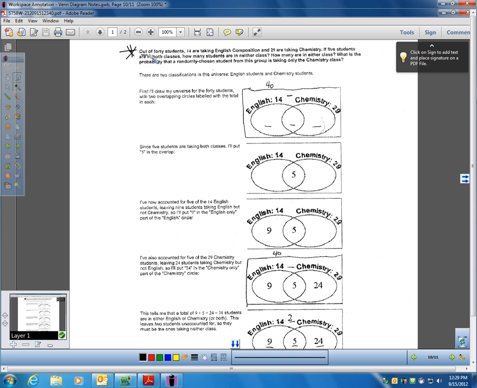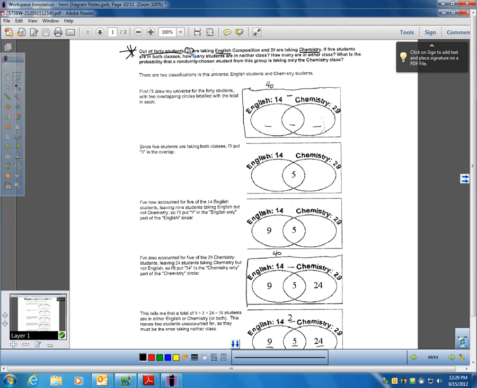We start off, there are 40 students. So the first thing you do, and you can see that I did it here, you draw a large box. And you put a 40 outside of it. That means inside this box there are 40 students. Second thing, we have people taking English and chemistry. I'm going to draw a circle for English. Inside this circle is all the English students. I'm going to draw a second circle for chemistry. Inside this circle is all the students for chemistry.